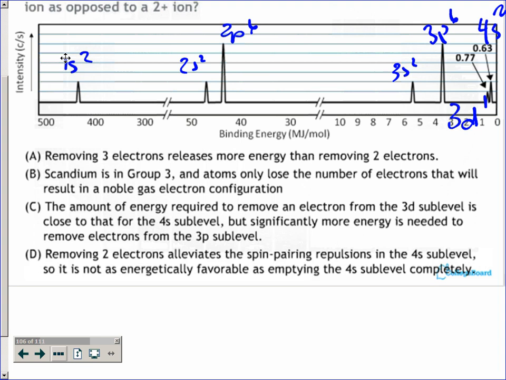It's in group 3, and atoms only lose the number of electrons that will result in noble gas electron configuration. Is it in group 3? It depends on which group 3 you're talking about. So it is in group 3B, but not group 3A. And does it truly have 3 valence electrons? Truly has 2, but it has the ability to lose the last one. Okay, so maybe we'll come back to that because that's close, but not necessarily related to this PES diagram at all. The amount of energy required to remove an electron from the 3d sublevel is really close to that of the 4s sublevel, but significantly more energy is needed to remove the electrons from the 3p sublevel.